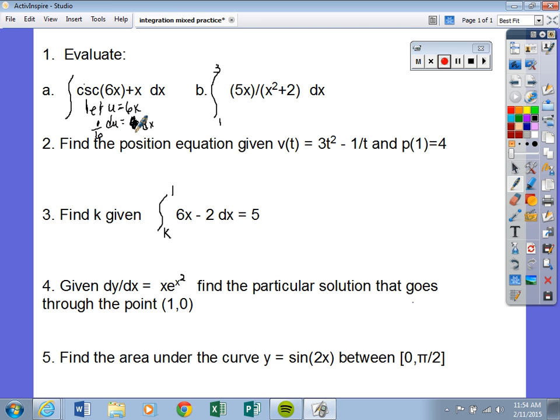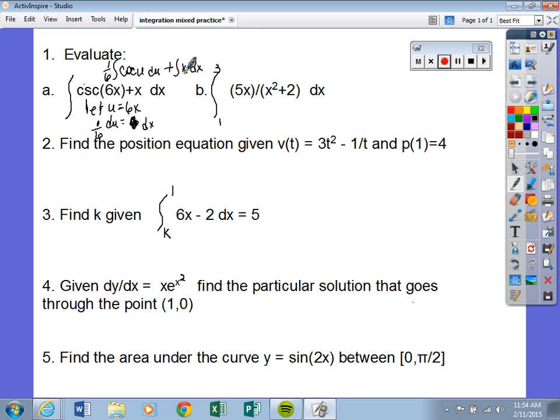And now that's actually great because when I go to rewrite this, I'm going to be doing the integral, there'll be a 1/6, the integral of cosecant of u du. And I know I haven't done anything with that plus x, and it's just because it's a plus x, so I'm just going to do that integral separately. Okay, so just like this.